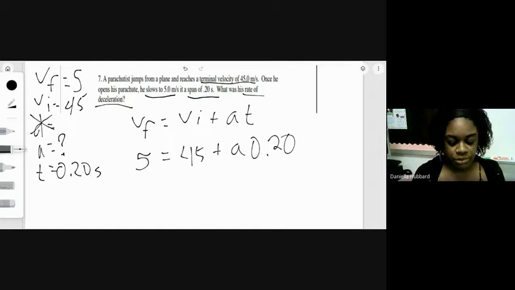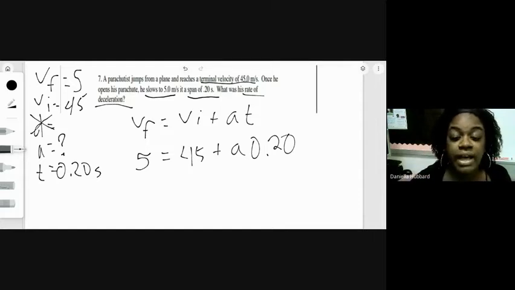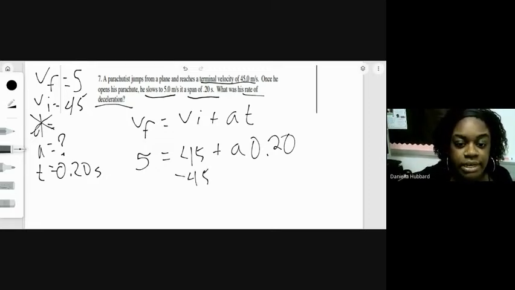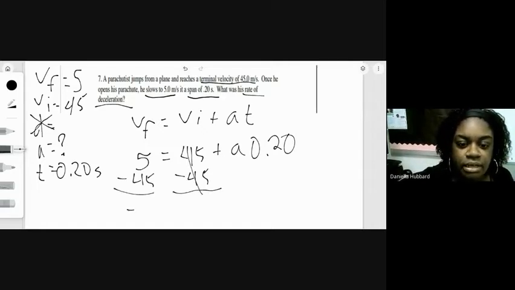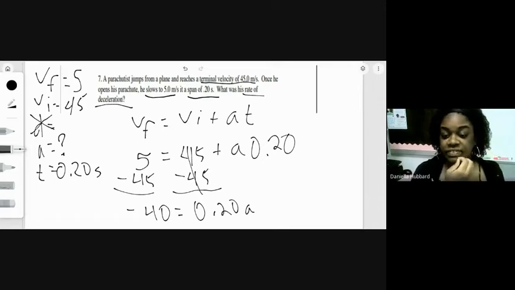Now, algebra rules apply. No, we cannot put 45 plus 0.20a because they're not like terms. So now let's get rid of the 45 first. Well, our 45 is positive. What's the opposite? Subtraction or negative. We get negative 40. This is equal to 0.20a. I just flipped it, but it's still the same thing.